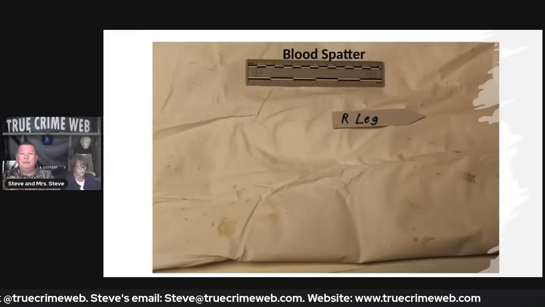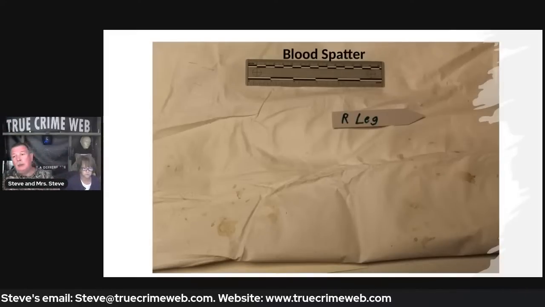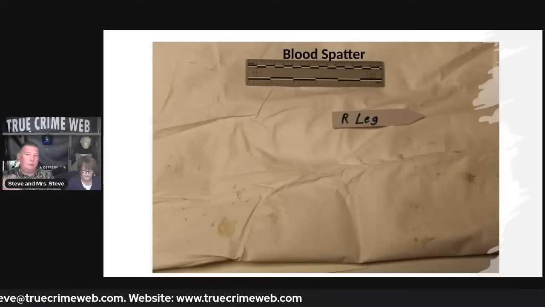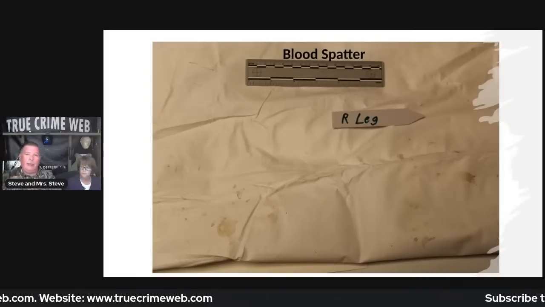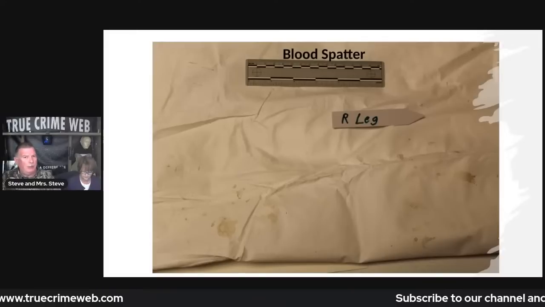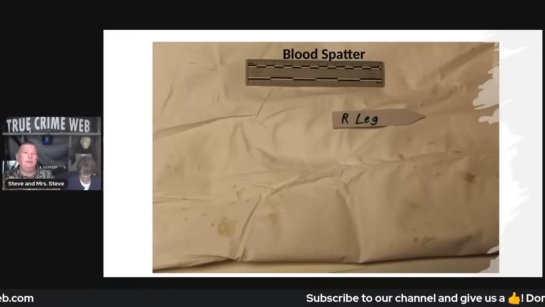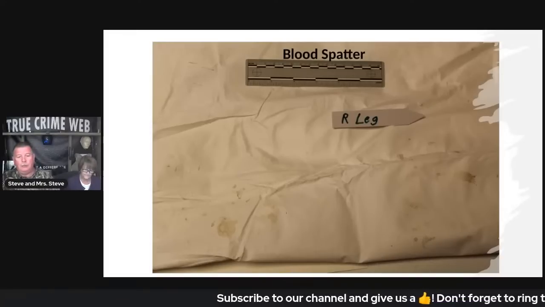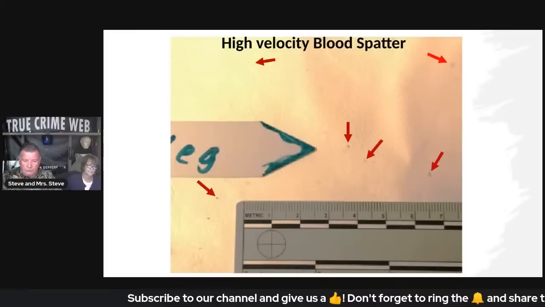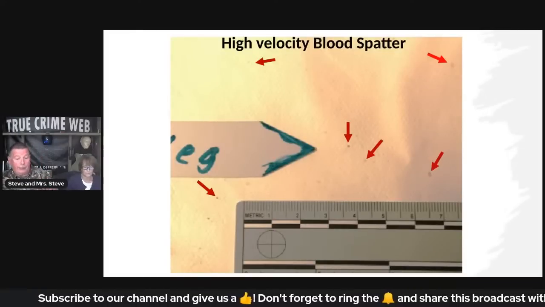And it came down. It rained on me. I have high velocity blood droplets from my head down to my toes. Some of it you can't see unless you put it under a magnifier or a microscope. And such as this area that was on my left leg.